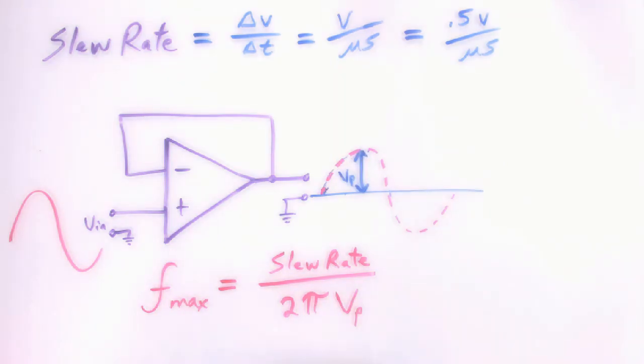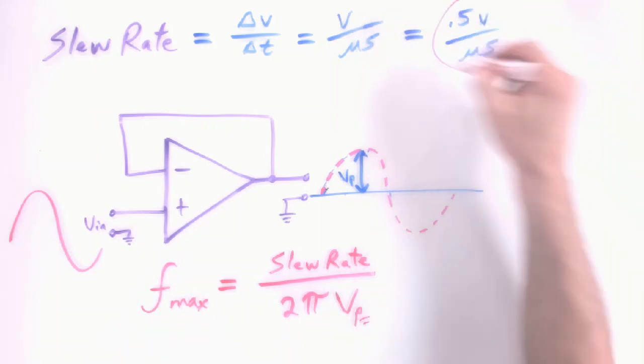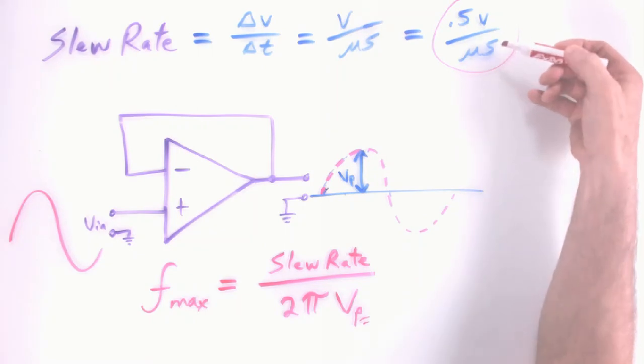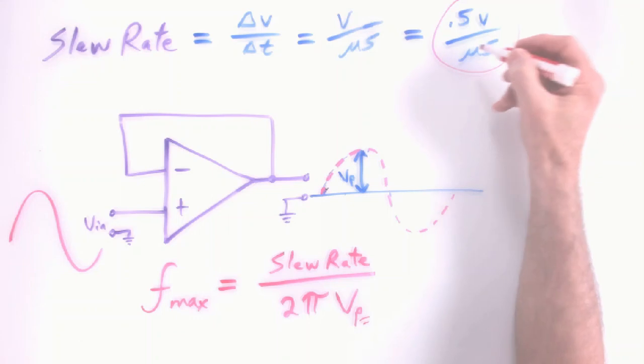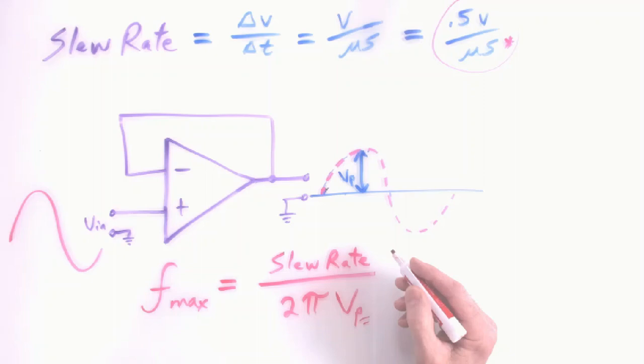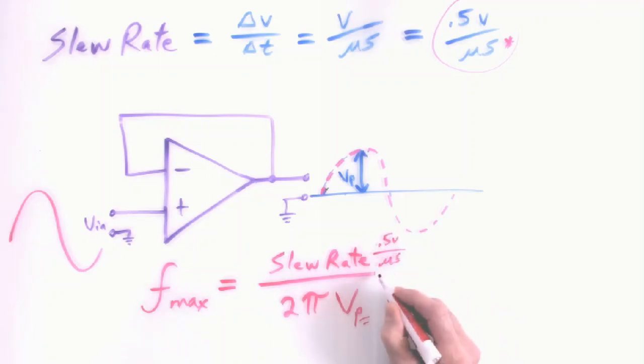So this formula tells you the maximum sine wave frequency that this op amp can handle. A couple things, of course, like we said, make sure you remember to use the peak voltage in the formula. Make sure also that you remember the slew rate comes in the form of a fraction. So don't ignore the microseconds here. That's a common mistake I see students make, but it's 0.5 volts per microsecond. So you have a fraction over a fraction here. So watch out for that.